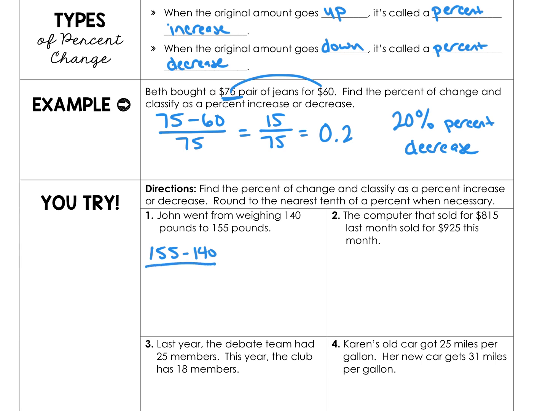All right, so it's 155 minus 140. His original weight was 140. So we already know it's going to be a percent increase because his weight went up. So the difference between 155 and 140 is 15 pounds compared to the 140 that he started with. And this ends up being about, it's not going to be exact, 0.107 rounded. So he's at about a 10.7% increase in his weight.